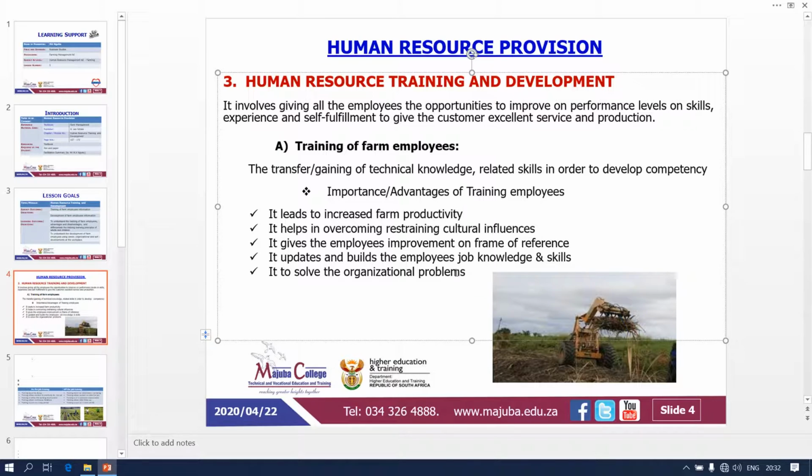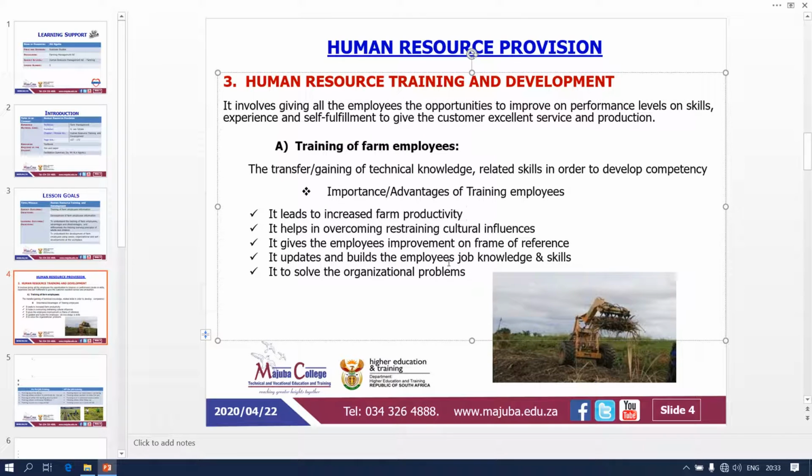It solves the organizational problems. So whatever issues or problems that you might have, through training you might get help on them, even if you are scared to ask. Let's look at this employee. I think this might be sugar cane. He's on a sugar cane farm. You see that particular individual is using that particular machine.